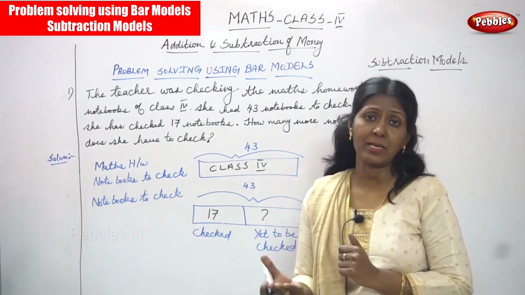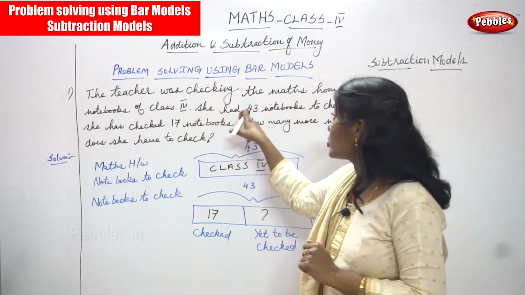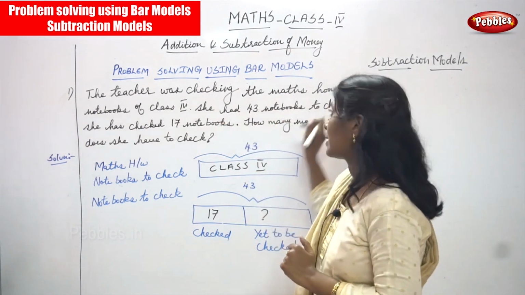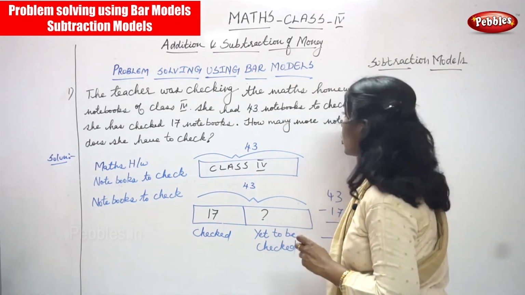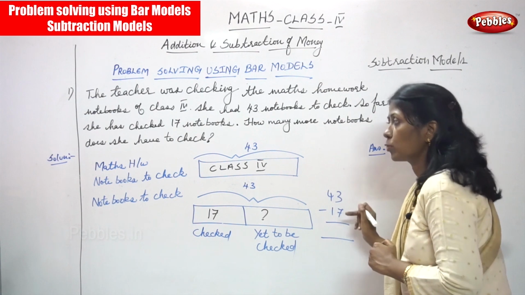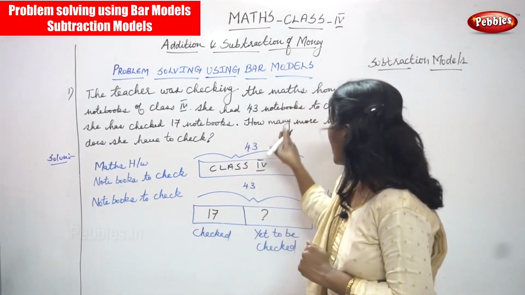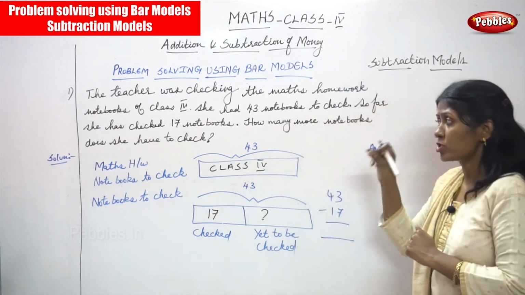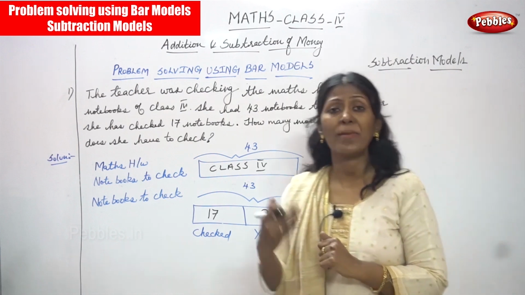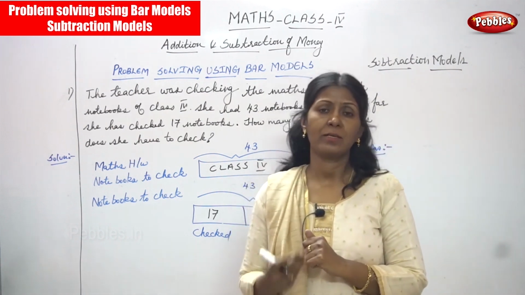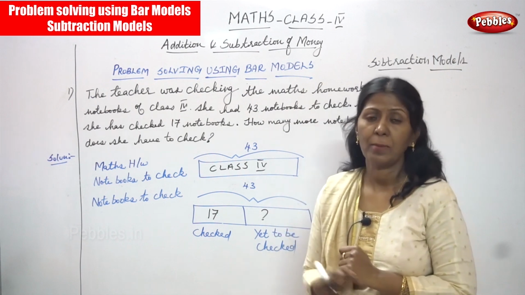So she has to check 43 notebooks. Next, so far she has checked 17 notebooks. So how many more notebooks does she have to check? The remaining notebooks, how many remaining notebooks does the teacher have to check?